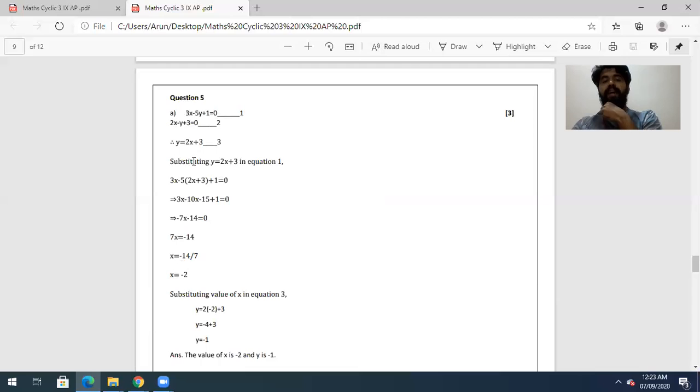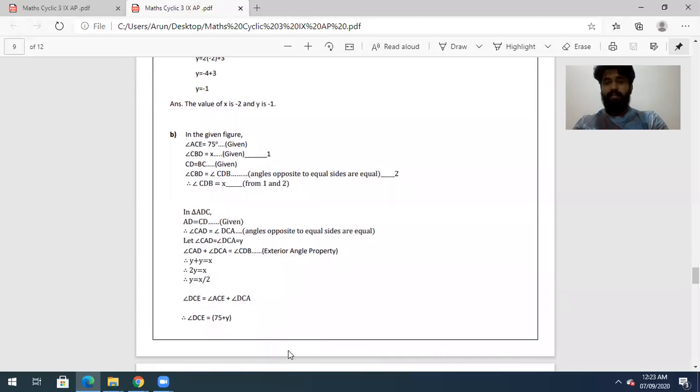Now once you have the value of x, you will substitute it in equation number 3. So y is equal to 2 into minus 2 plus 3, which is minus 4 plus 3. So y is equal to minus 1. Therefore, the value of x is minus 2 and y is minus 1. Pretty straightforward question. I hope you understood this, students.